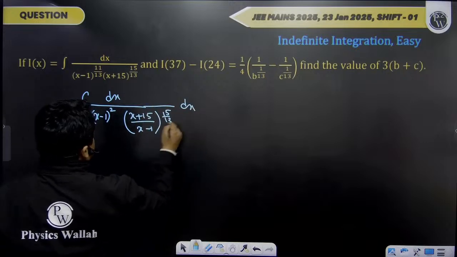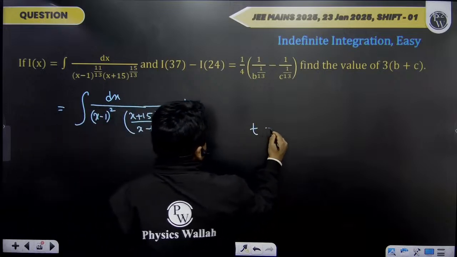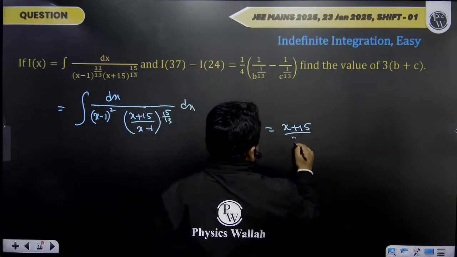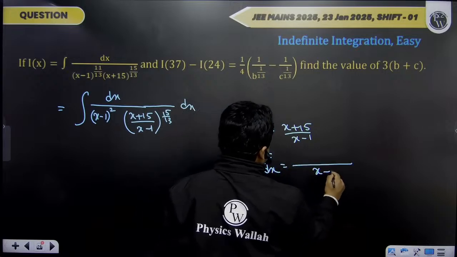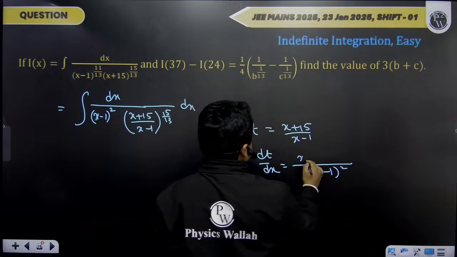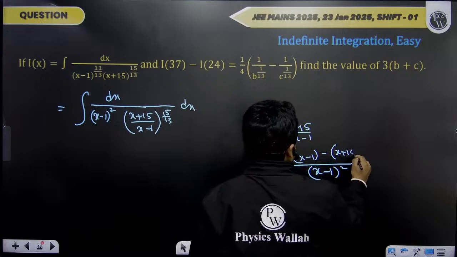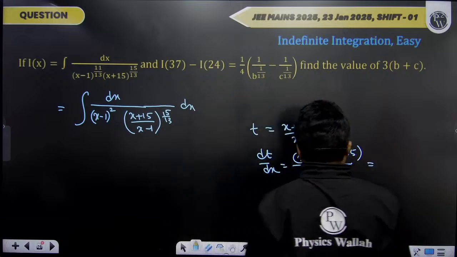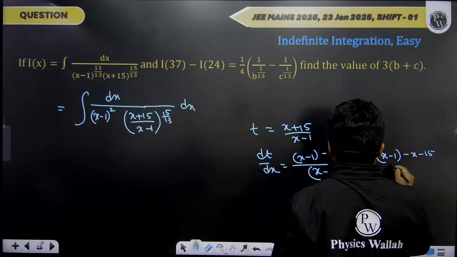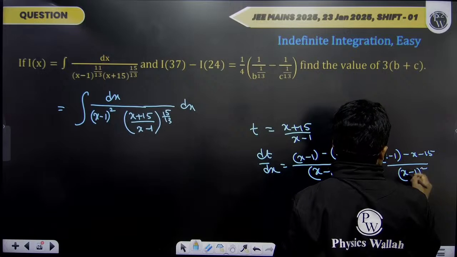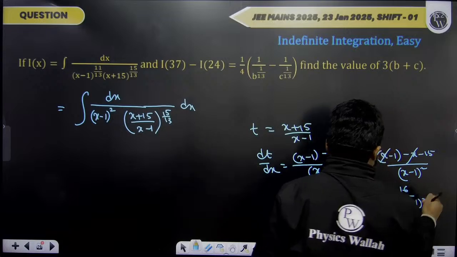So now what we'll do? We'll take x plus 15 by x minus 1 as t. Take t equal to x plus 15 upon x minus 1. So dt by dx will be equal to what? Dt by dx will be equal to x minus 1 the whole square, and this will be x minus 1 into minus of x plus 15. So this will give us x minus 1 minus x minus 15 upon x minus 1 the whole square. So x cancels. This gives us minus 16 by x minus 1 the whole square.